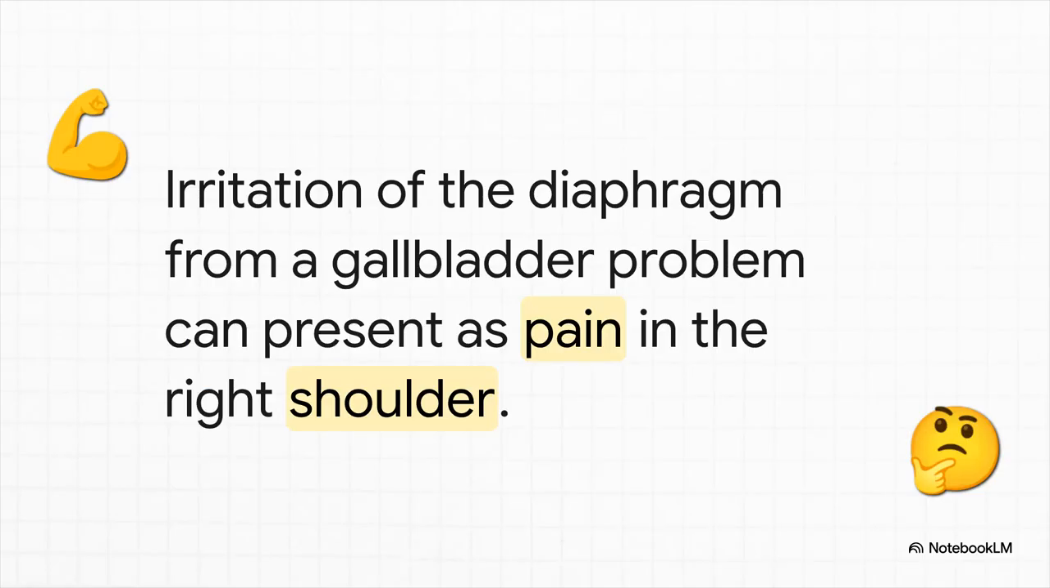And this is where it all clicks into place clinically. This neural mix-up is the reason for some classic medical signs. That textbook example of right shoulder pain from a gallbladder problem, it's because the nerves from the diaphragm and the nerves from the shoulder share a root. It's not a coincidence. It's pure neuroanatomy.